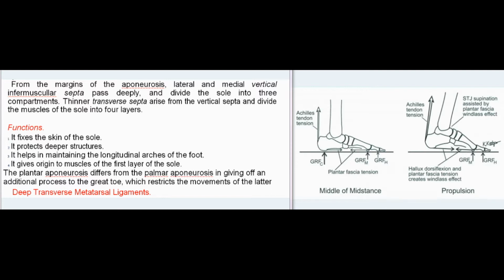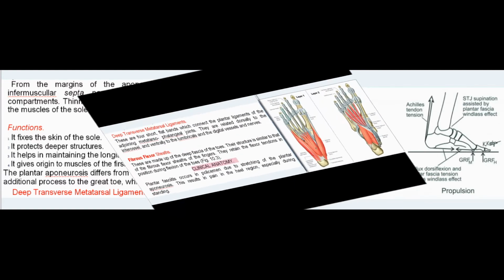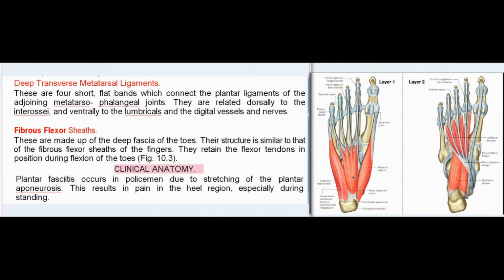The plantar aponeurosis differs from the palmar aponeurosis in giving off an additional process to the great toe, which restricts the movements of the latter. Deep transverse metatarsal ligaments. These are four short, flat bands which connect the plantar ligaments of the adjoining metatarsophalangeal joints. They are related dorsally to the interossei, and ventrally to the lumbricals and the digital vessels and nerves.